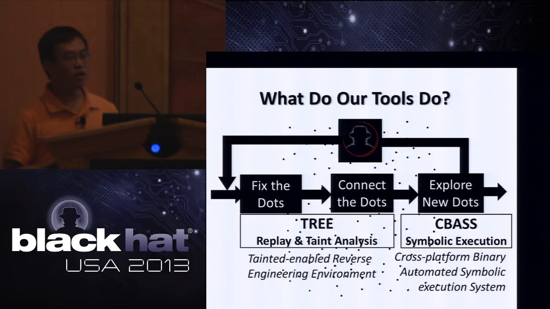So in a way, we design our tools to support all these three challenges. Particularly, our front-end tool, Tree, will use replay techniques to support fixing the dots. And we use Taint analysis to support connecting the dots. Tree, together with CBASS, which is our cross-platform binary automated system using symbolic execution techniques, helps you explore new dots.